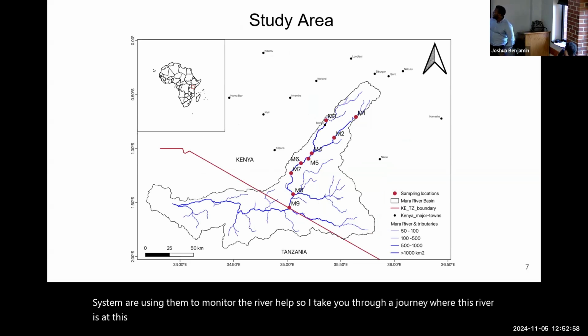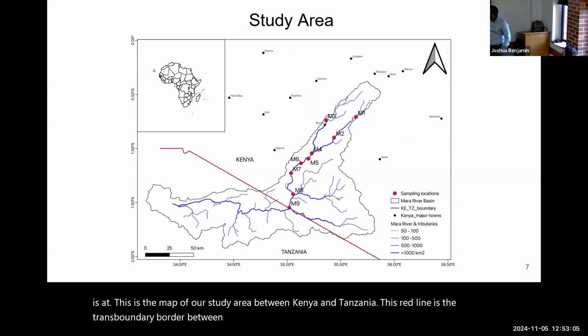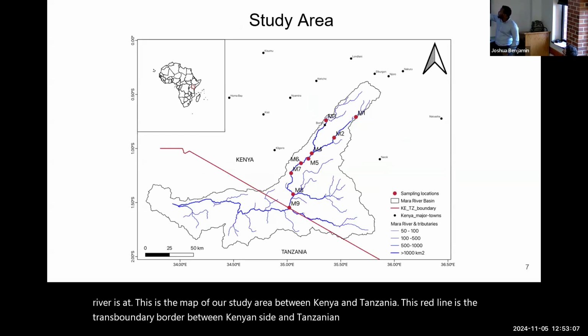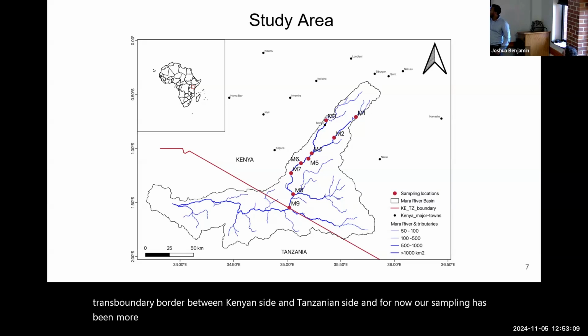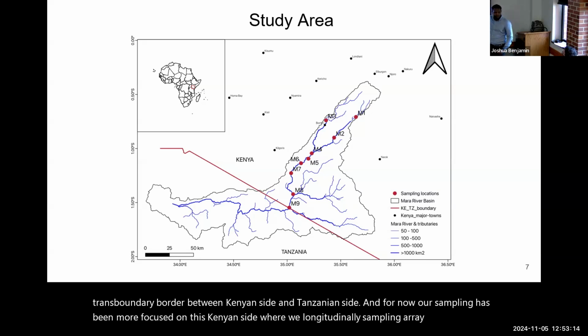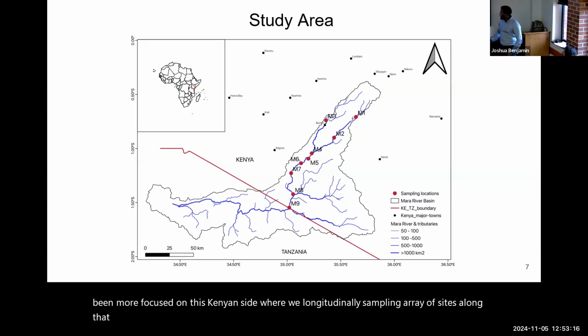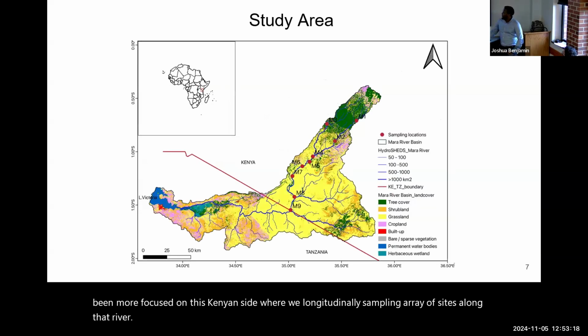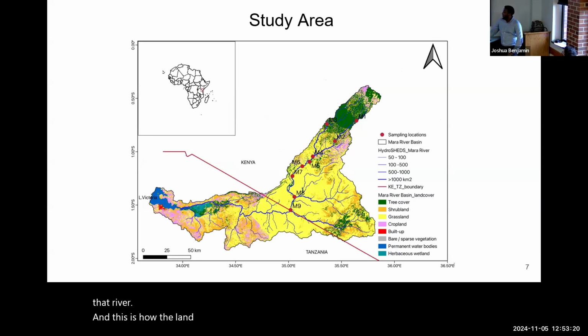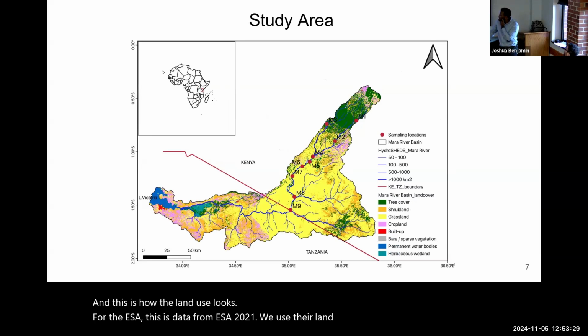This is the map of our study area between Kenya and Tanzania. This red line is the transboundary border between the Kenyan side and the Tanzanian side. And for now, our sampling has been more focused on this Kenyan side, where we are longitudinally sampling an array of sites along that river. And this is how the land use looks for the ESA. This is data from ESA 2021. We used their land cover classification to come up with this map.